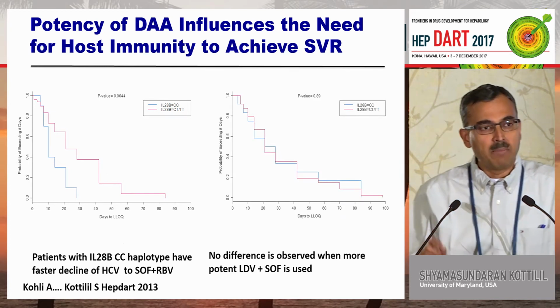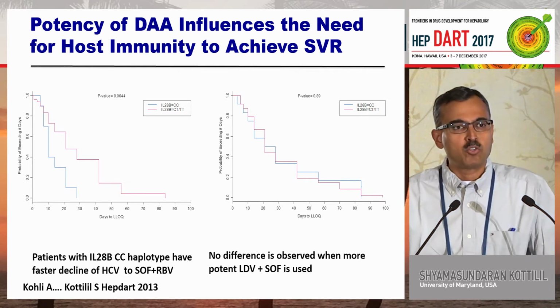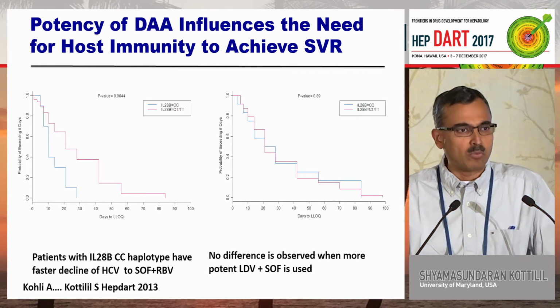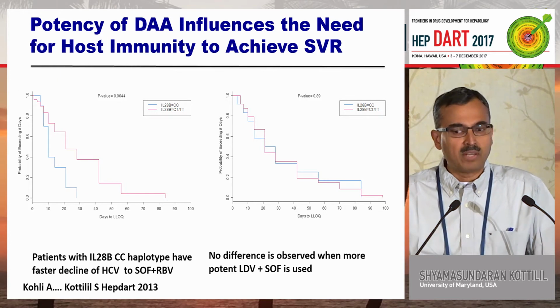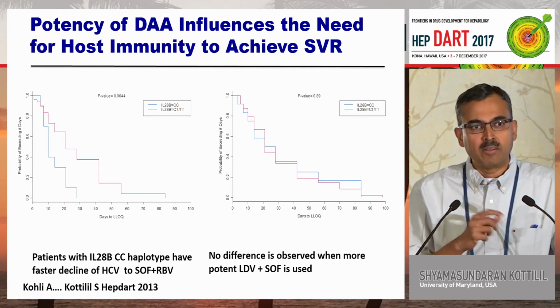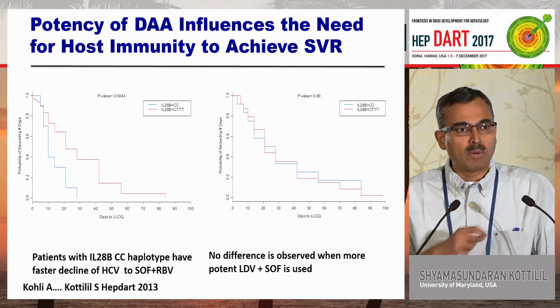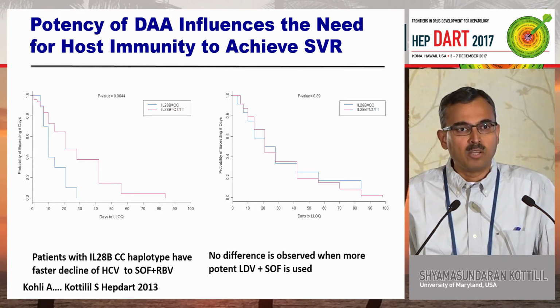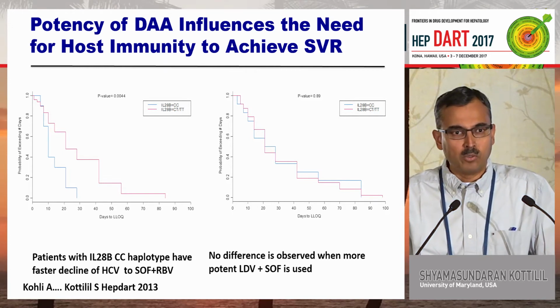But when you look at the same data when patients use 2 DAAs, sofosbuvir and ledipasvir, that means increasing the potency of the regimen, that kind of difference has disappeared. It supports the hypothesis that host immunity does play a role. However, when you increase the potency of the DAAs, you rely less and less on host immunity to do that.